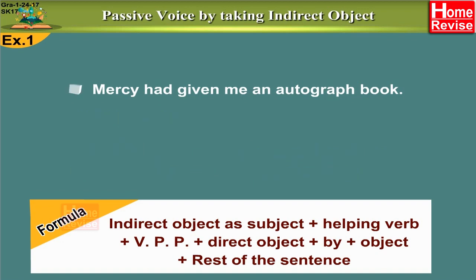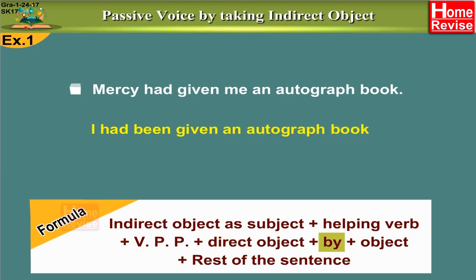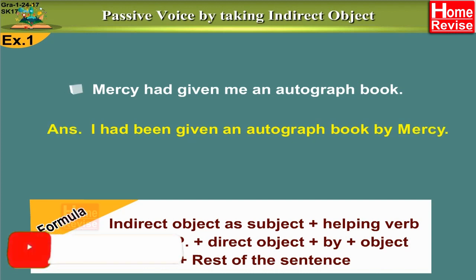So let's see the formula. Your passive voice begins with the indirect object in the subjective case, followed by the helping verb plus the past participle of the verb. So the indirect object in the subjective case is I, plus the helping verb had been, plus the past participle given, plus the direct object autograph book, plus by plus the subject Mercy. So your answer is: I had been given an autograph book by Mercy.